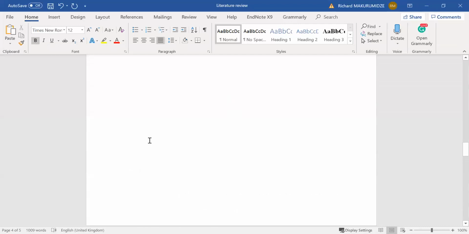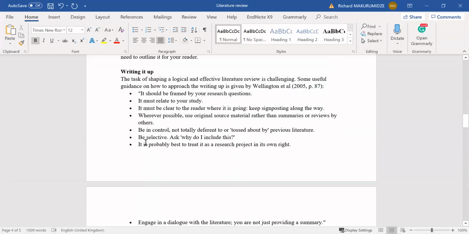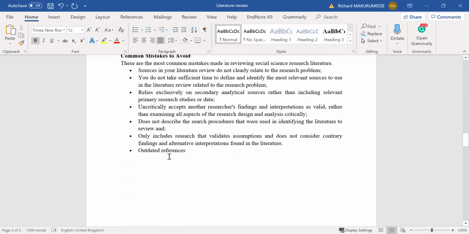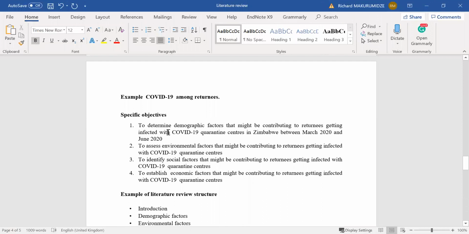One of the ways which we discussed in terms of structuring your literature review is to structure it thematically, by themes based on your objectives, on what issues you want to address. You can actually organize your literature review based on the theme. So in this case, we can use our objectives for demographic, environmental, social, and economic factors to structure our literature review.